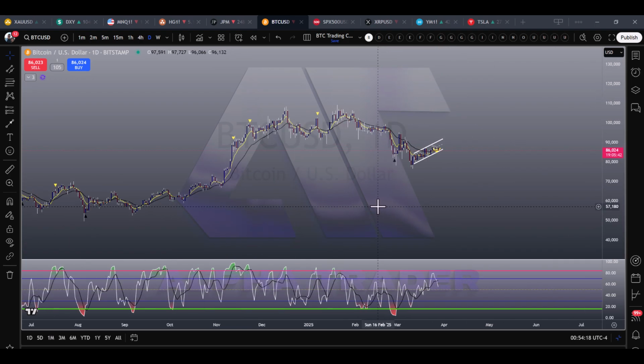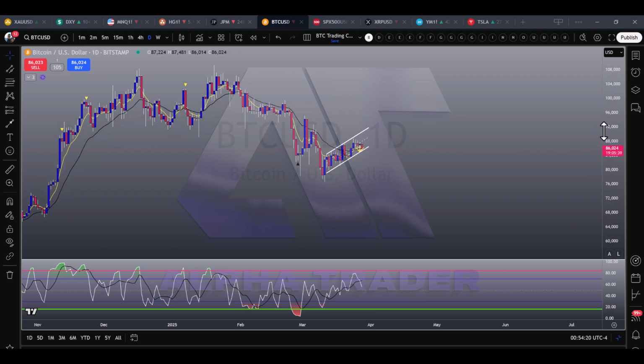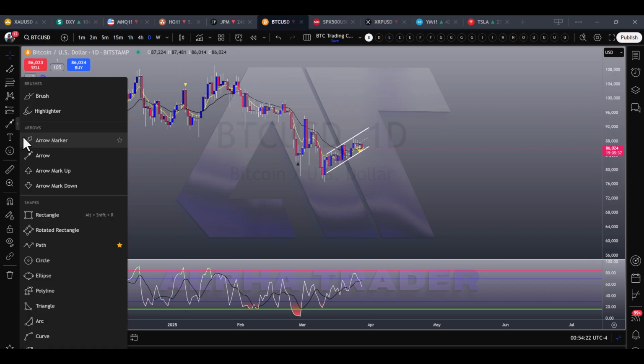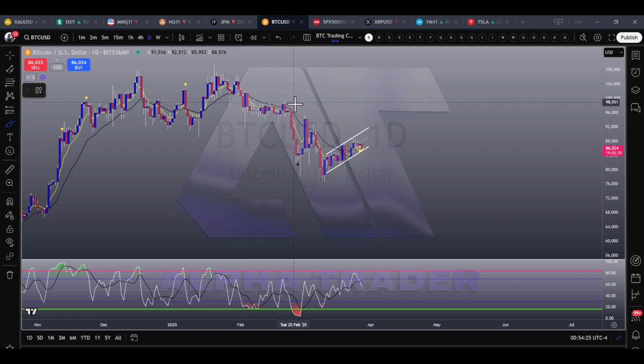What we're witnessing here, let's pull this back a little bit, is we're witnessing Bitcoin making lower highs. So we see the high here. We see a low here. We see another high here. We see a lower low here. We see another high here and another low here. And we're expecting to reach a high somewhere in here and produce a lower low here.